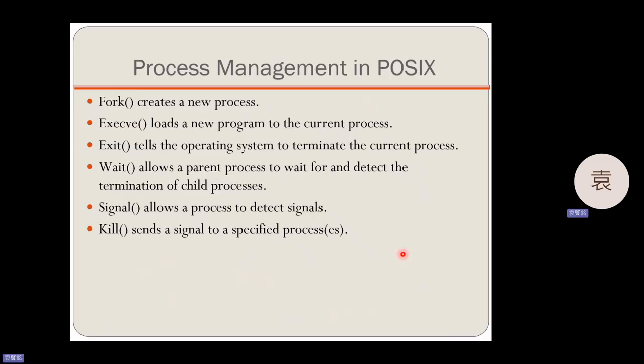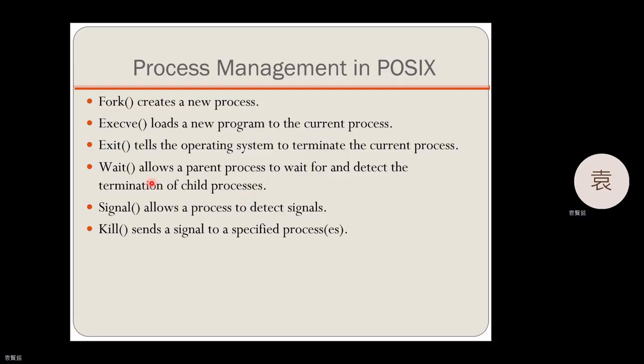In POSIX, the following system calls are defined to support process management. The fork system call is used to create a new process from an existing process, and the exec system call is used to load a new program into the current, already existing process. Exit tells the operating system to terminate the current running process. The wait system call allows a parent process to wait for and detect the termination of child processes.